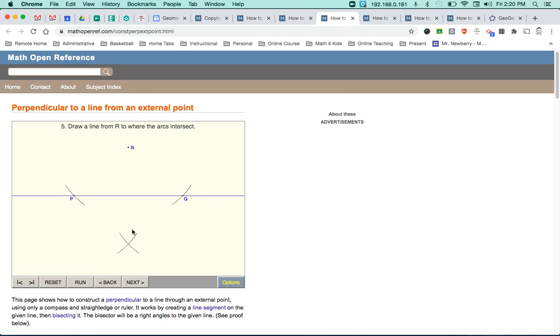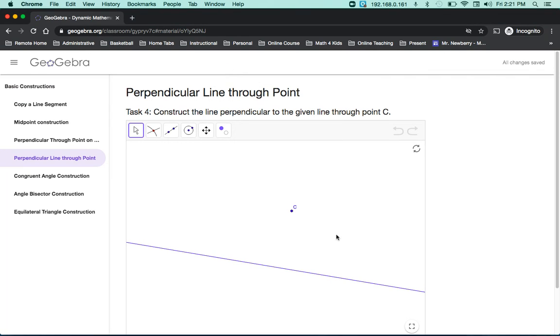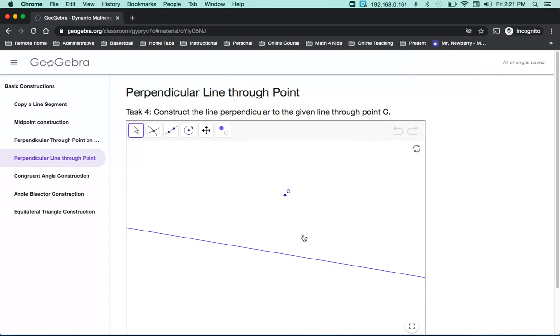And that'll give us a perpendicular line that goes through not only the midpoint, but also is perpendicular to line PQ, right? Go ahead and finish this out. And we got it. Okay. In GeoGebra, all right, so we got the same idea here.